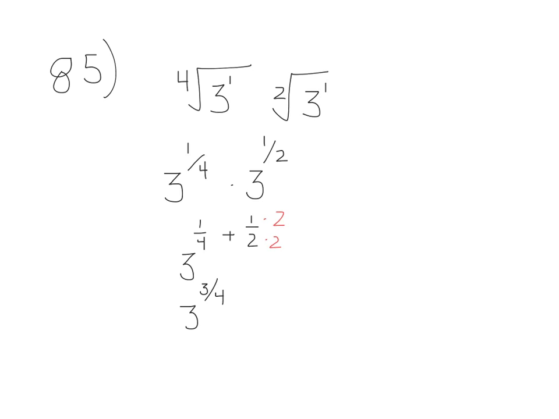But whenever we start with radicals, even though we had to convert them to rational exponents in order to combine them, we always want to take it back to a radical. So this will be the fourth root, because of the denominator of our rational exponent being 4, of 3 to the numerator, which is 3. And that ends up being fourth root of 27.